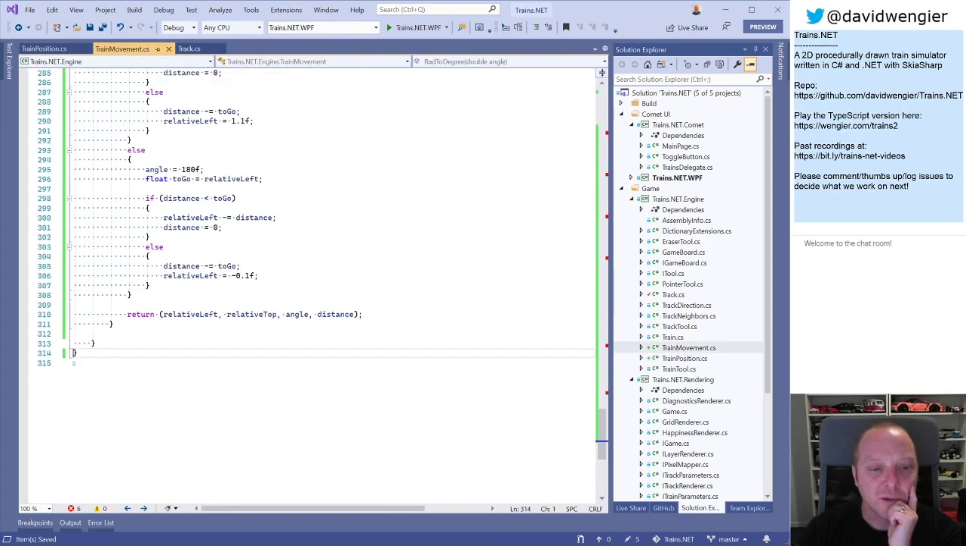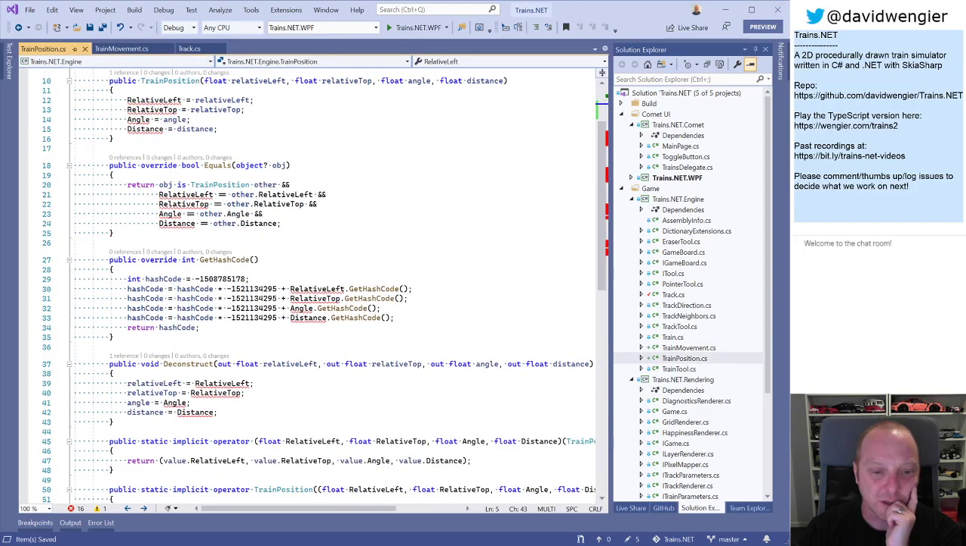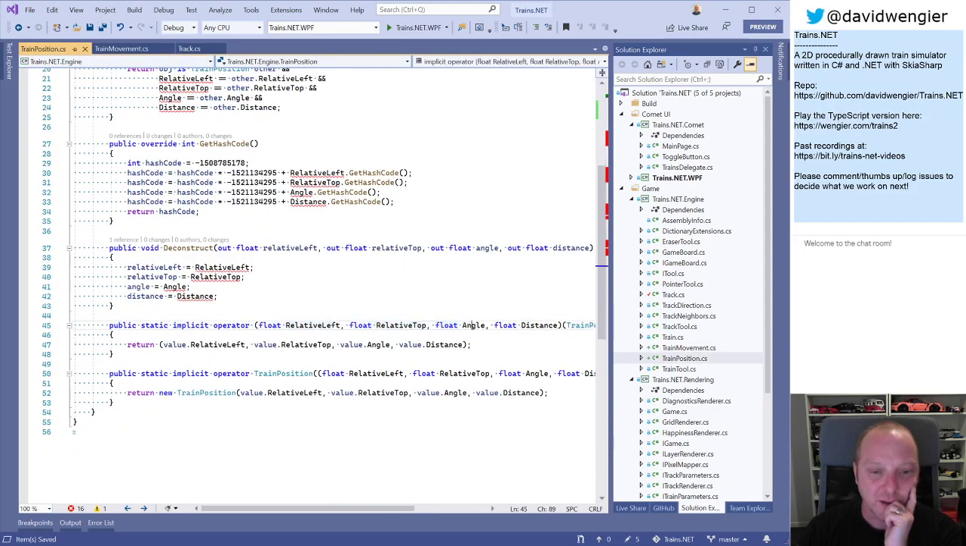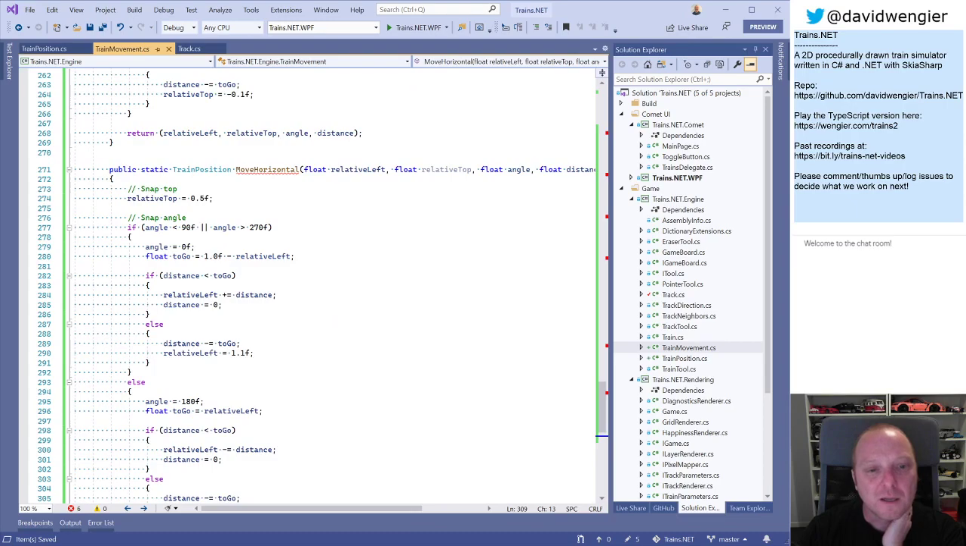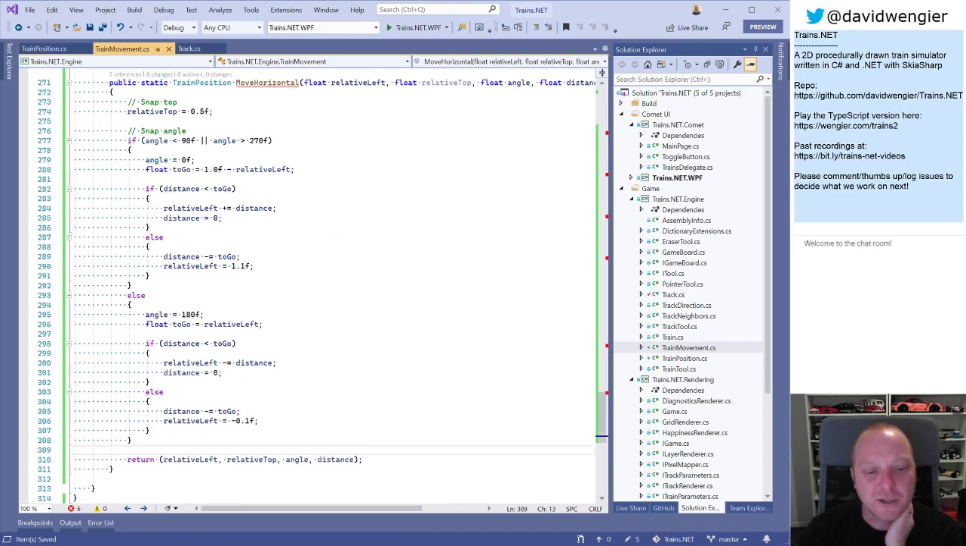That's because this code is all doing this. Yeah, we've got an operator there. Interesting. So it's converted that to a struct, but it hasn't had to change this code because it's implemented a converter from the tuple, which is cool. I do wonder though whether we maybe just take in a train position and return the same one, essentially, and just set the properties.